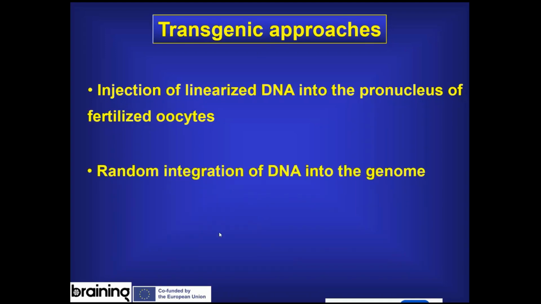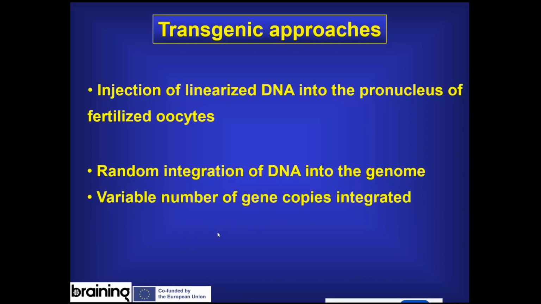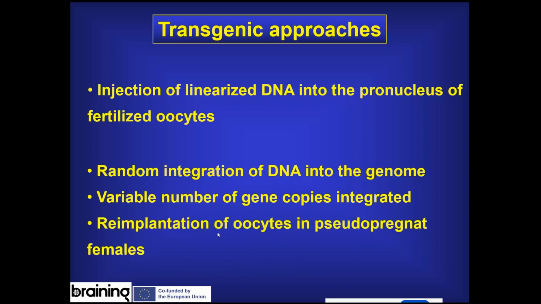What will happen is there will be a random integration of this piece of DNA into the genome. Of course, random will not be just the position, but also the number of copies integrated. Then we take a female mouse, induce a pseudopregnant state with hormones, and reimplant these oocytes into these females. Each oocyte that has been manipulated, because we do this with several, will generate a mouse that will be called a founder, a transgenic founder.